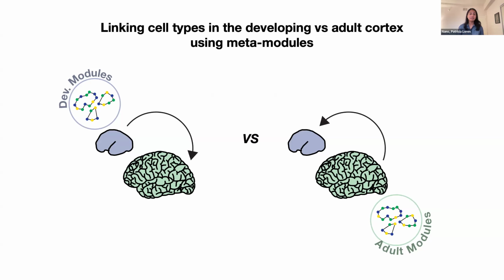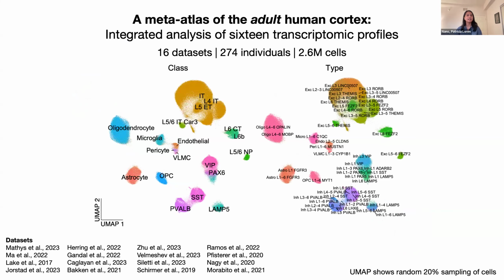Okay, in order to really answer this question and address it, we had to make, again, another meta-atlas. So this is a meta-atlas of the adult human cortex. It's 16 data sets, 274 individuals, and almost 3 million cells. So our pipeline can scale up.